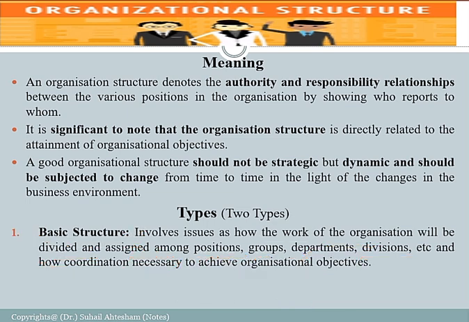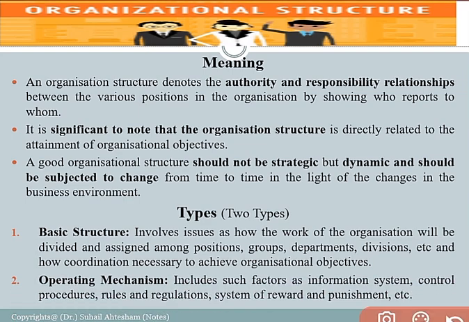Coming towards the second type of organizational structure, operating mechanism. Operating mechanism is related to the working of the organization. Right? That is, how the employees, how the people in the formal organization must work. What are the do's and don'ts. Right? So it includes such factors as information system, control procedure, rules and regulations, system of reward and punishment and so on. Right.